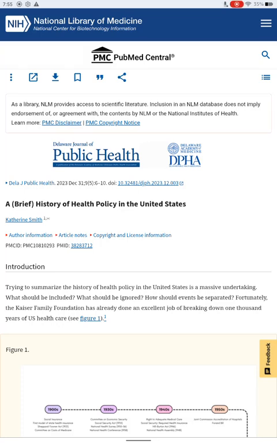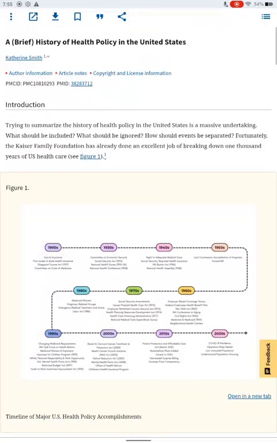We're going to read a quick, brief history of health policy in the United States. We will go into direct details of specific legislation at a later time. This is the National Library of Medicine of the National Institutes of Health. Brief history of health policy in the United States.